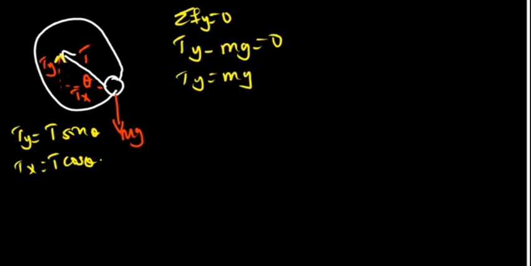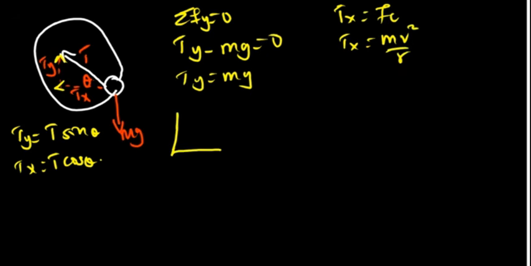What of Tx? Now we know that Tx is directed inward toward the center, so Tx is going to be equal to the centripetal force. So Tx is equal to m v squared over r. So we can get this triangle. We have this part which is Ty, we have Tx, and we are trying to find T. This is theta. We can say that T is going to be, we are going to use the Pythagorean theorem.